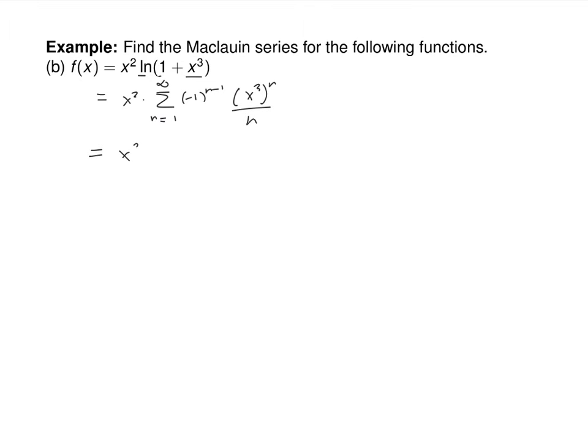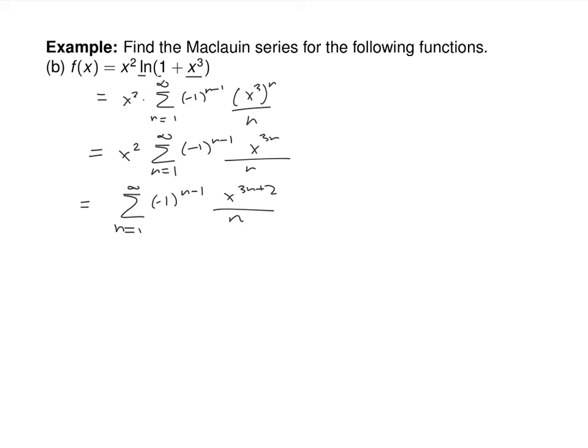giving us x squared times the sum from n equals 1 to infinity, negative 1 to the n minus 1, x to the 3n over n, and multiplying the x squared through, those exponents add. We have the sum from n equals 1 to infinity, negative 1 to the n minus 1, x to the 3n plus 2 over n.